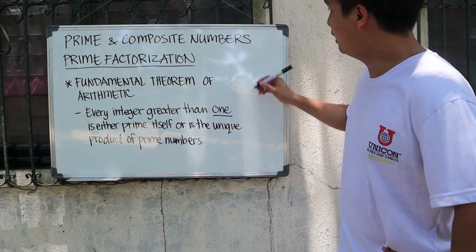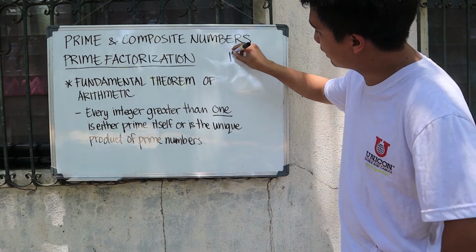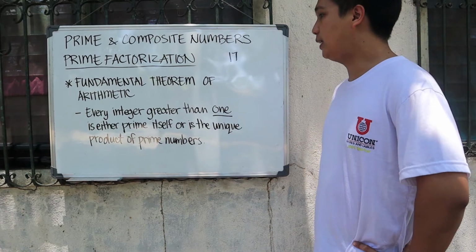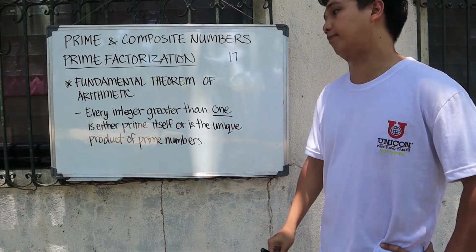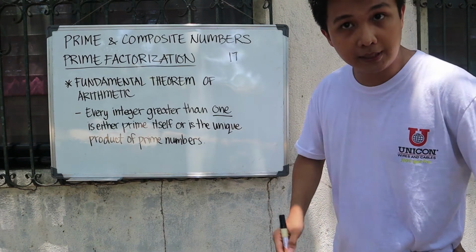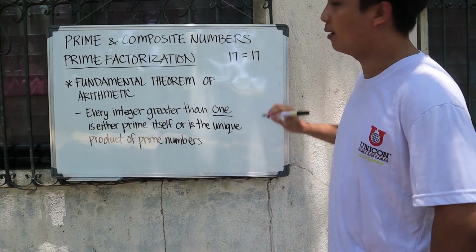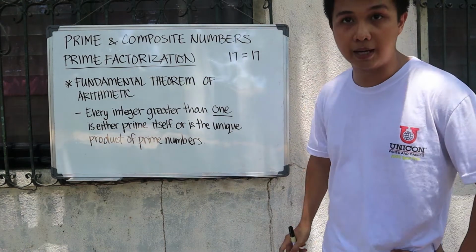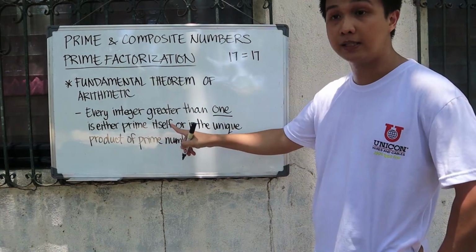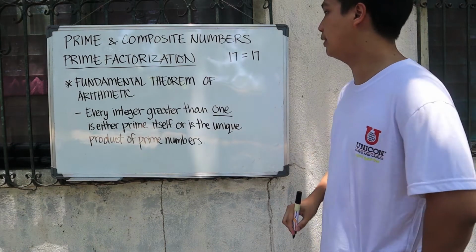For example, I will write here 17. 17 is an integer greater than 1. Is it prime itself? Yes. So 17 is equal to 17. 17 is already prime. So it is either prime itself or, let's have another example.